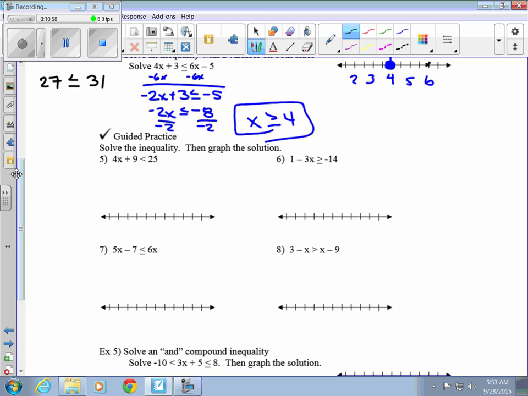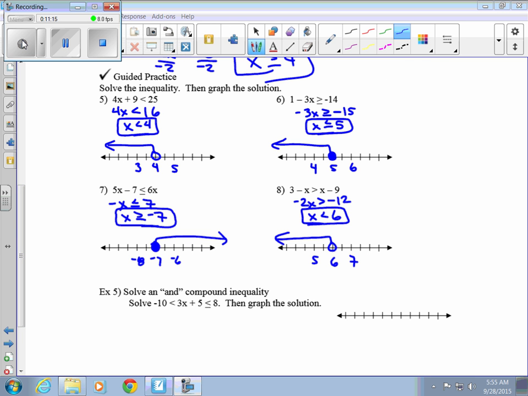So go ahead and do the guided practice questions 5 through 8. You don't have to do all of them if you don't want to. Do a couple of them, but go ahead and pause the video and you can hit play when you're ready to move on. And there are the solutions to the guided practice questions 5 through 8.